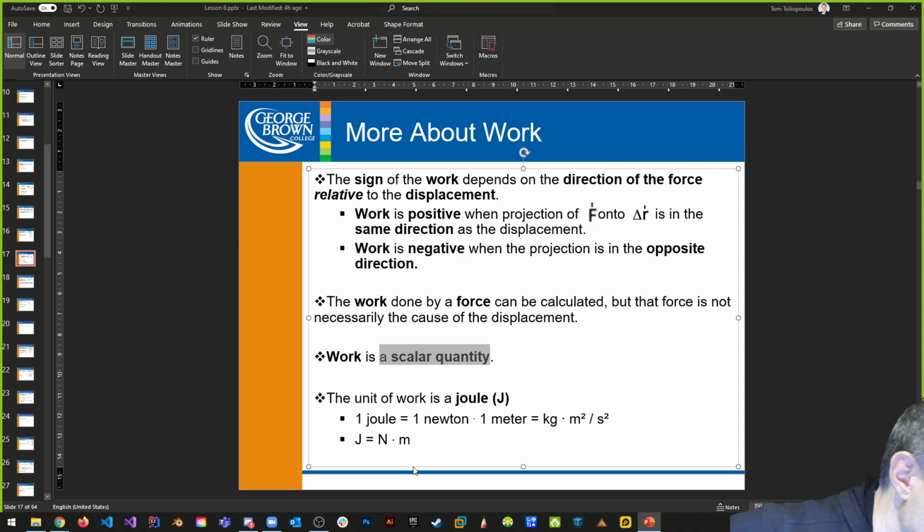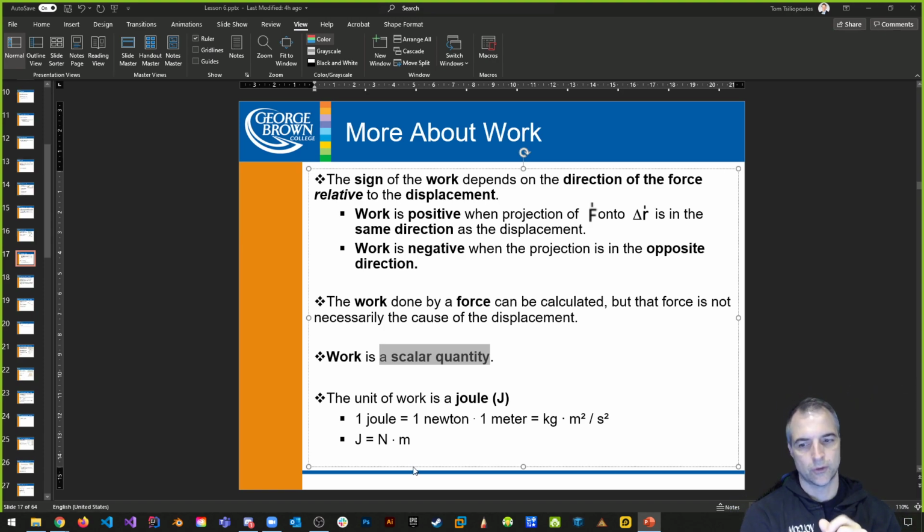So think about that. If joules is newtons times meters, and I have no meters, I have no work. No work because I have no motion. So in many ways, kinetic energy and work go hand in hand. Remember, energy that's kinetic is the energy of motion. Energy that's potential is the energy of position, or stored energy.